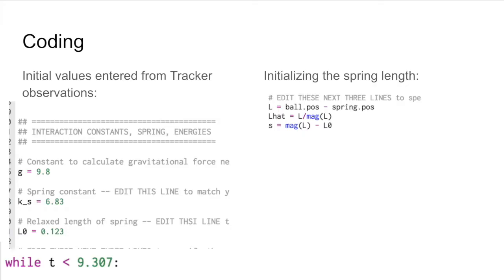While I collected all the information I needed to predict the motion of the object using Newton's second law from the observations, I also needed to use all this information to predict the energy of the object as it oscillates using the energy principle.